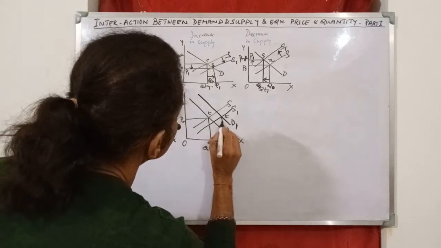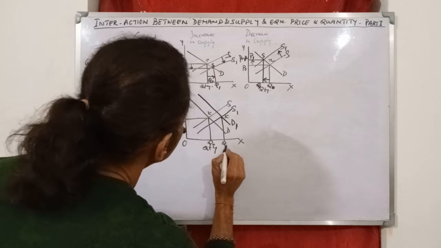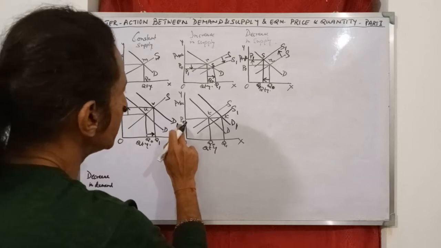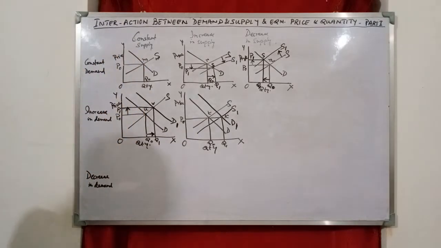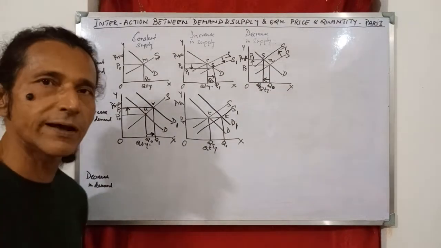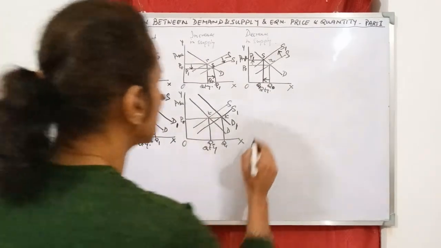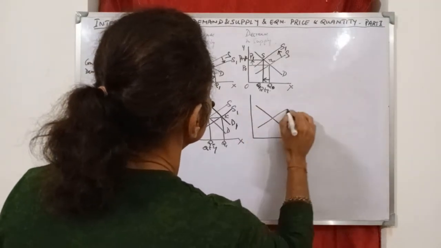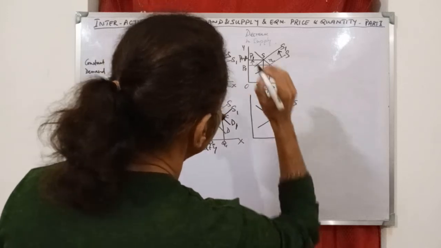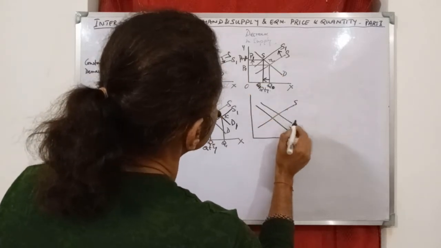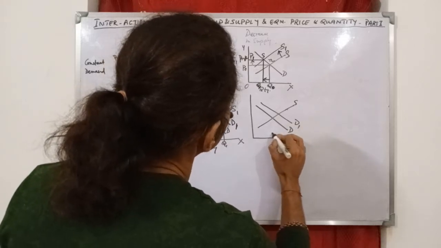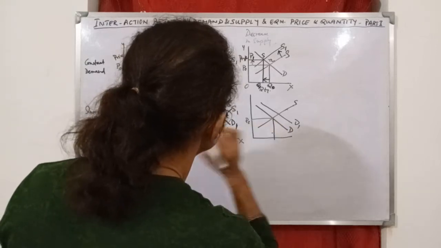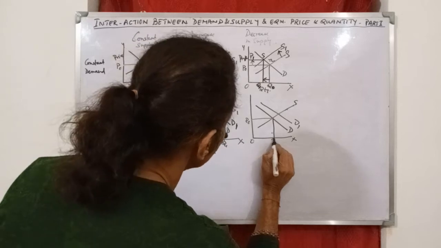So this is the equilibrium quantity Q1 and equilibrium price remains same, P sub O, but it is not necessary that the equilibrium price will remain same. Suppose this is the demand curve, this is the supply curve. This is the equilibrium price, that is P sub O, and this is the equilibrium quantity, that is Q sub O.